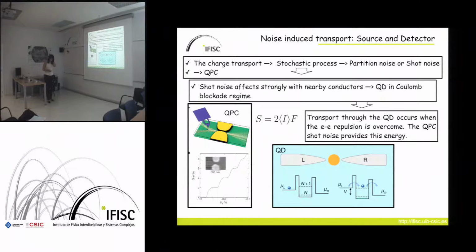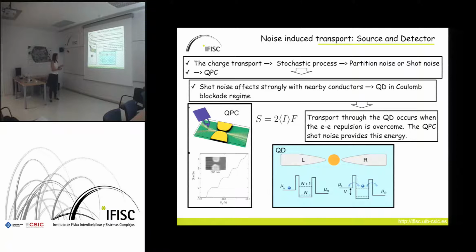So also you can use this property that noise can induce transport. You can exploit this property to build systems in which one of the systems is the source of the noise and the other one is the detector. So in this way, your detector is able to characterize the noise of the other system. So you can detect and characterize the noise just by coupling the two conductors.